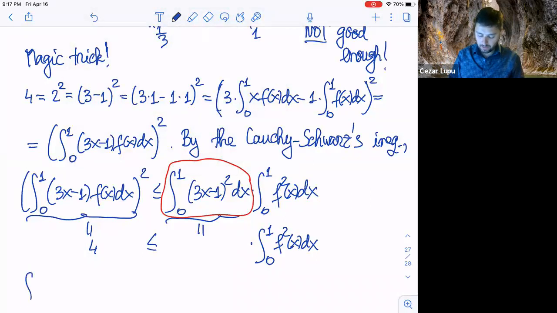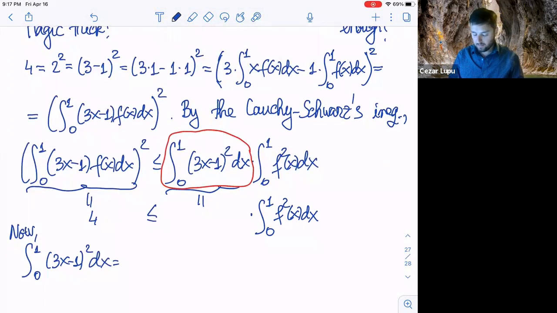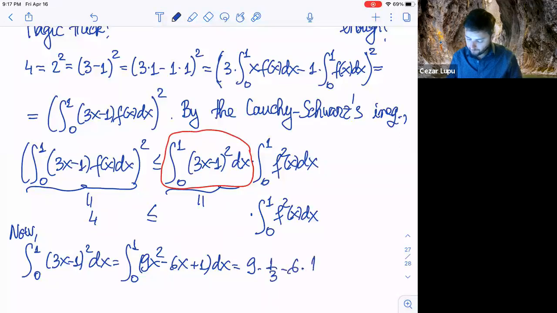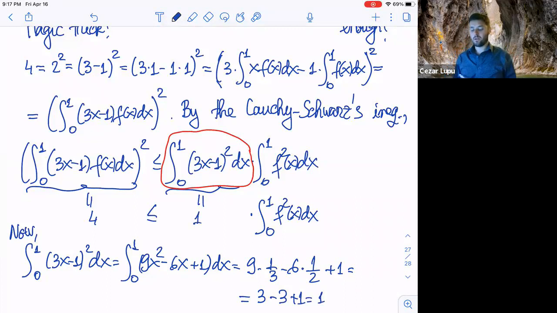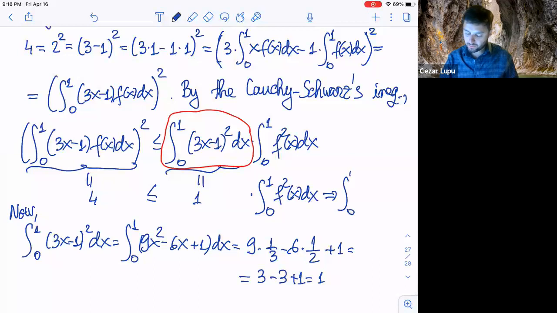The integral from 0 to 1 of (3x minus 1) squared. Anyway, this is just basic algebra, but let's do it. This will be 9x squared. Anyway, so this is 9 times 1/3 plus 1. So this is 3 minus 3 plus 1. Okay, so this is 1. So this guy is 1 here. So of course, guess what? This implies that the integral from 0 to 1 of f squared of x dx is greater or equal than 4. Beautiful.